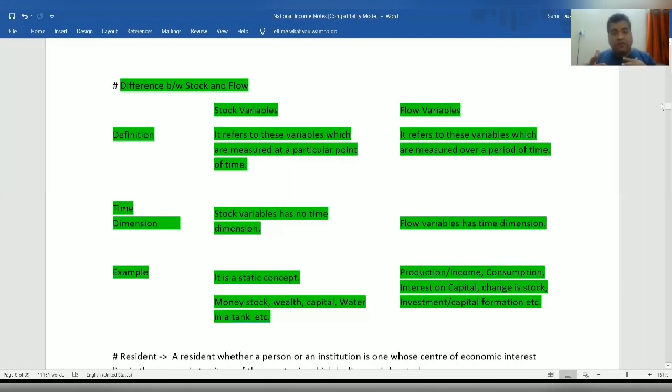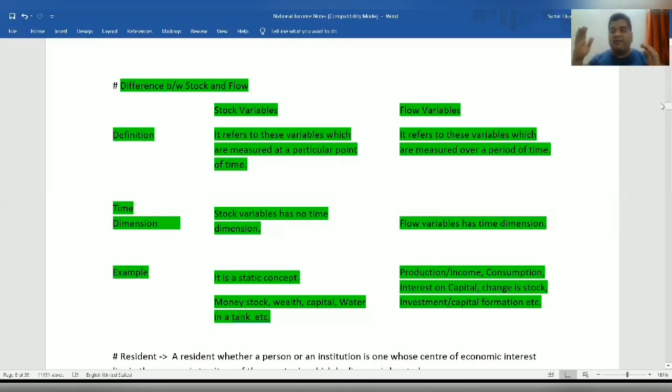If I talk about capital, capital means either it is opening capital on 1st April, कि कितना मेरे पास already capital है business के पास in the form of machines and all, और either closing capital on 31st March next year, इतनी capital अब मेरे पास है. So capital is a stock because it is measured at a particular point of time, either on 1st April or on 31st March.